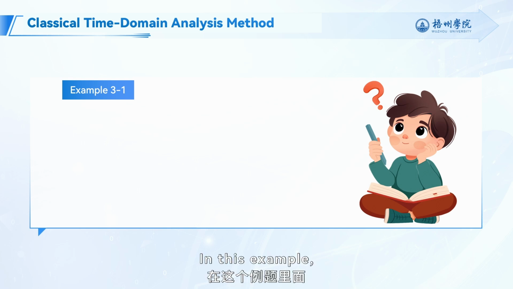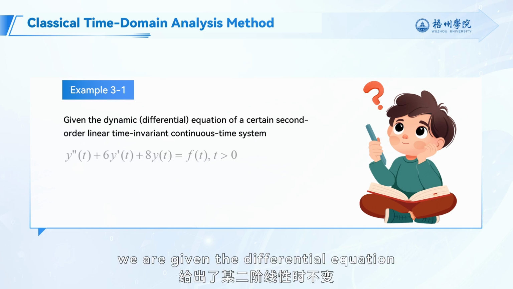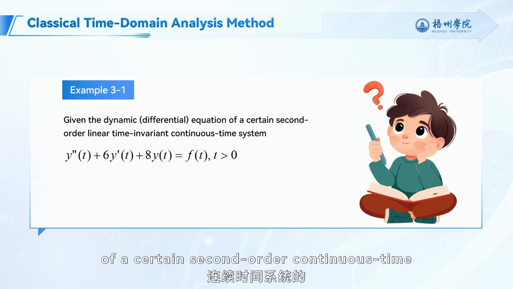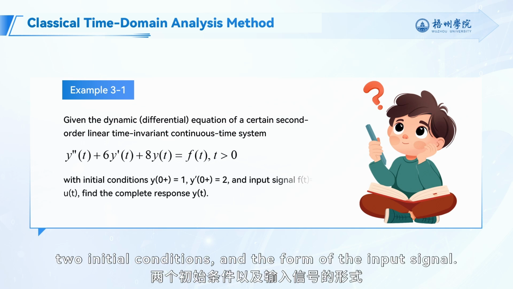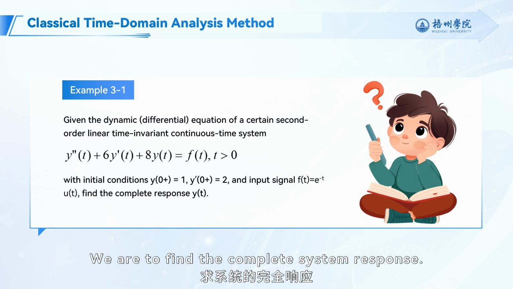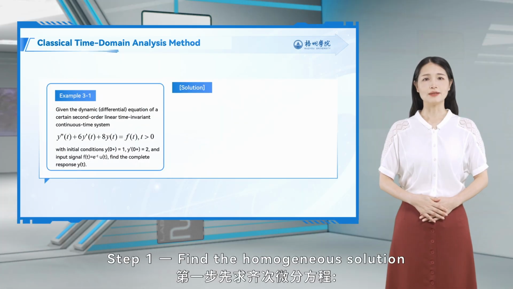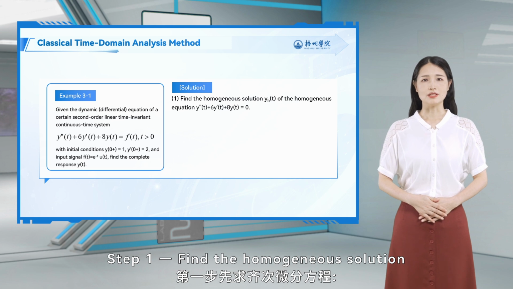In this example, we are given the differential equation of a certain second-order continuous time linear time invariant system, two initial conditions, and the form of the input signal. We are to find the complete system response. Step 1. Find the homogeneous solution.